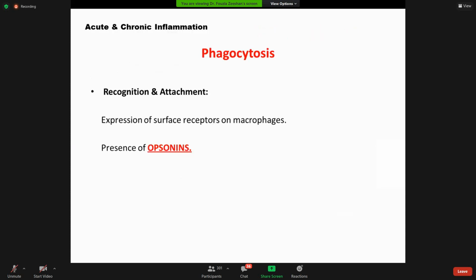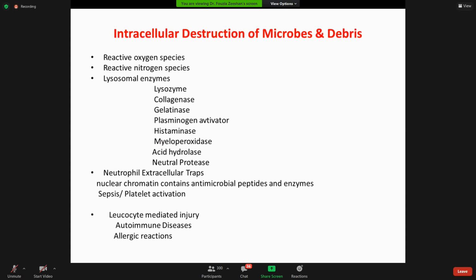Okay, phagocytosis: first, recognition and attachment. As I have told you, there are different receptors on macrophages, like the presence of opsonins. Opsonins are substances that attach to the microbes and make them palatable, or you can say make them eatable for our immune system. There are different opsonins like IgG and C3b.